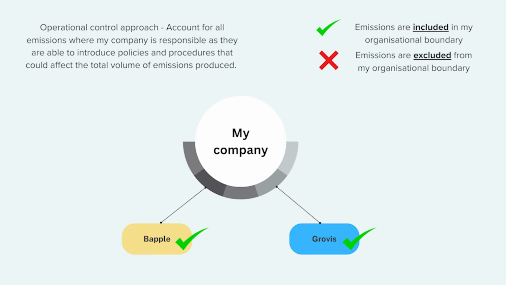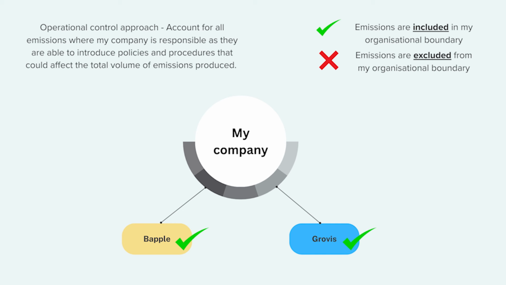In this case, it's assumed that a company will account for all emissions, where it is able to introduce policies and procedures that could reasonably be expected to affect a company's carbon footprint. So, if your company is responsible for the operation of 2 subsidiaries, named Bapple and Grovis, under the control approach, you would account for all emissions associated with these subsidiaries.